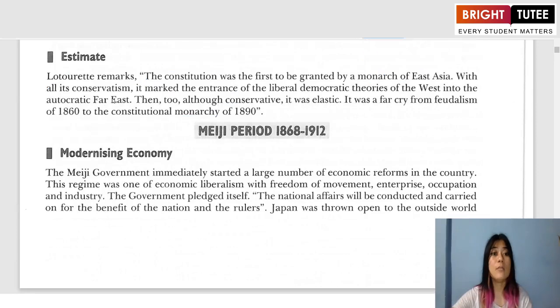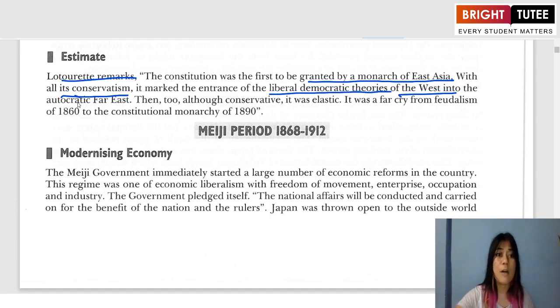Now, Latourette, one of the scholars, has pointed out that the Constitution of Japan was the first to be granted by a monarch of East Asia. So the Constitution set up in Japan was the first of those constitutions to be granted by a king in East Asia. With all its conservatism, it had conservative ideals and principles, yet it marked the entry of the liberal democratic theories of the West into the Far East.